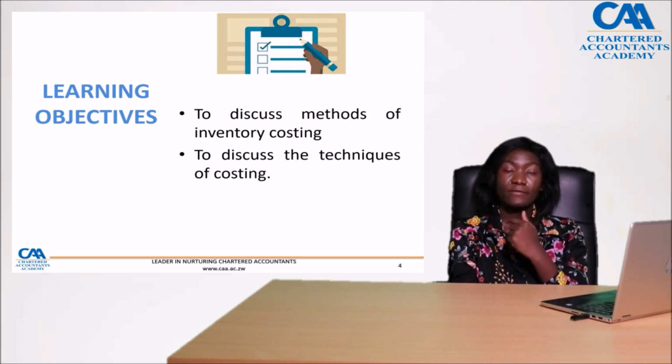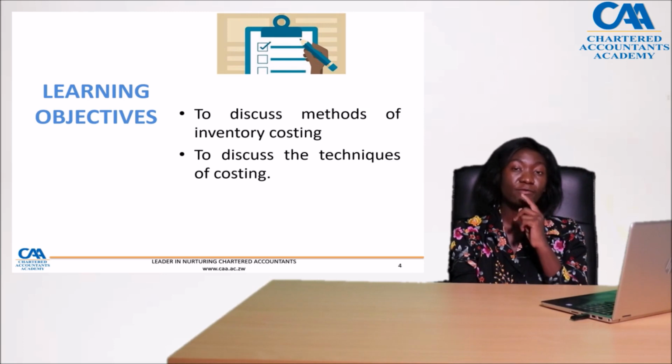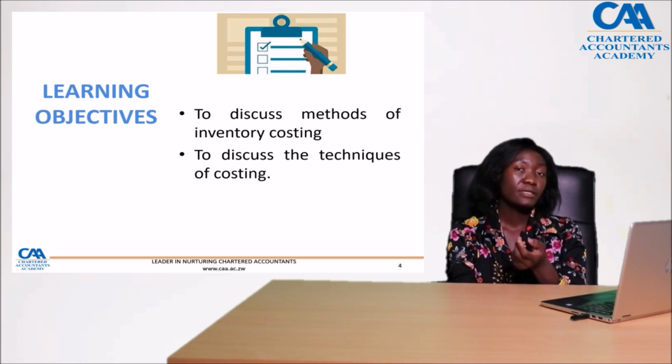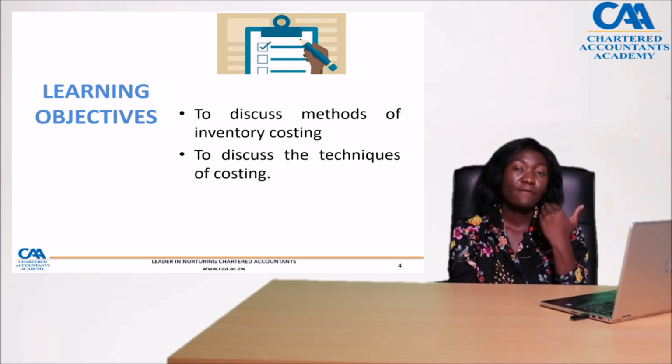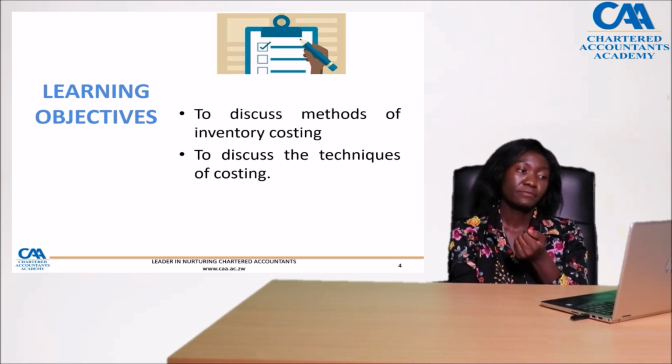So this one is my first part for inventory costing, and there's going to be an additional part which covers inventory costing part 2. Let me repeat. Inventory costing is in two parts. So I'm going to cover part 1 now, and we are going to cover part 2 later. So for this part 1, we are going to discuss the methods of inventory costing, and if time allows, we are going to discuss the techniques of costing.